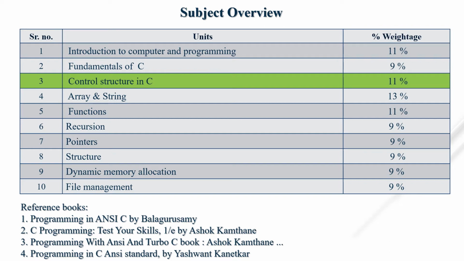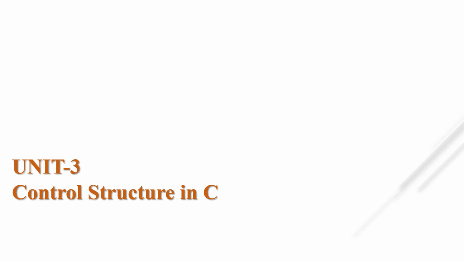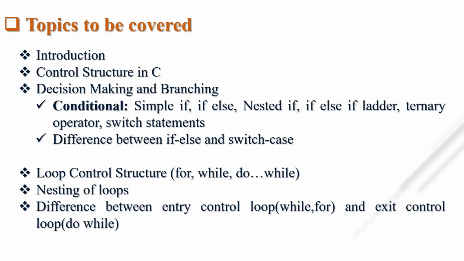So as we know, we are proceeding with unit number 3, that is control structure in C. We already completed in the previous video decision making and branching, in which we covered simple if else, nested if else if ladder, ternary operators and switch case. Also the difference between if else and switch case. Now we proceed with unconditional branching, which includes the go to statement, continue statement and break statement. Let's proceed with the go to statement.